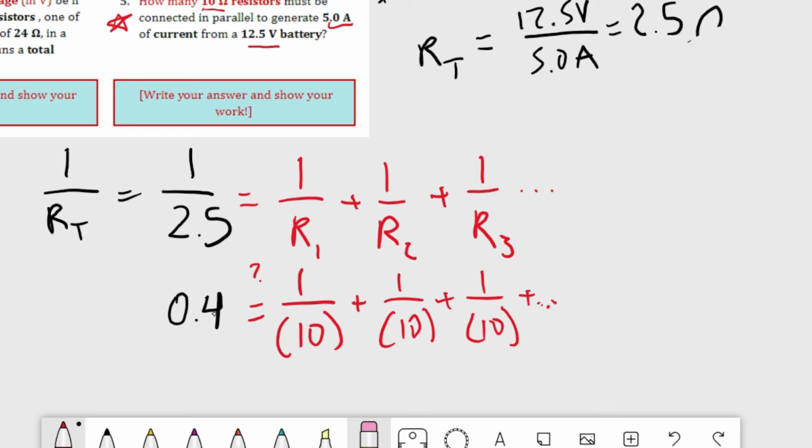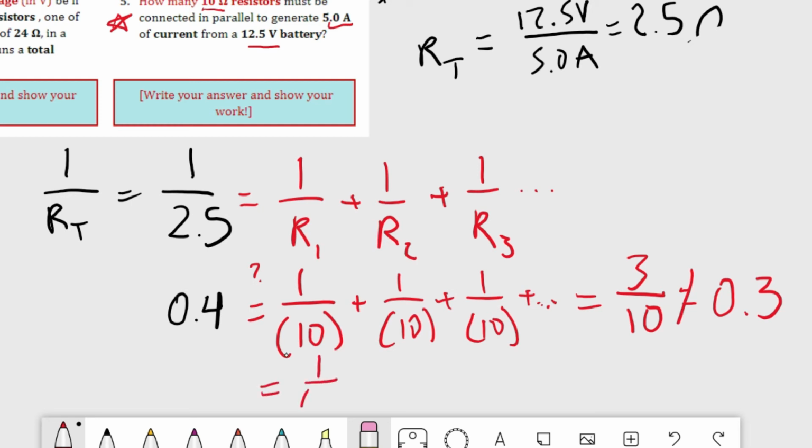We recognize, for example, that 1 plus 1 plus 1 in this case, if we're just looking at the 3, right? Let's just look at the 3. 1 plus 1 plus 1. We're adding the numerators, not the denominators. The denominators stay the same. 3 over 10, which is the same thing as 0.3. We're not quite there yet, right? So let's go ahead and keep adding one more resistor.